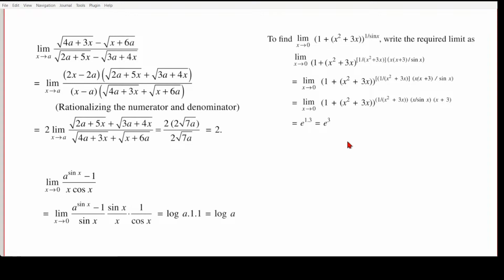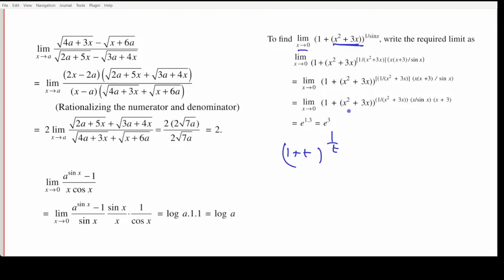Sir, I'm not getting this question. Can you explain? Okay. So what we are trying to do with this part is get it in the format of (1 plus t) whole power 1 by t. X is tending to 0, so obviously this thing is also tending to 0. Okay, ma?